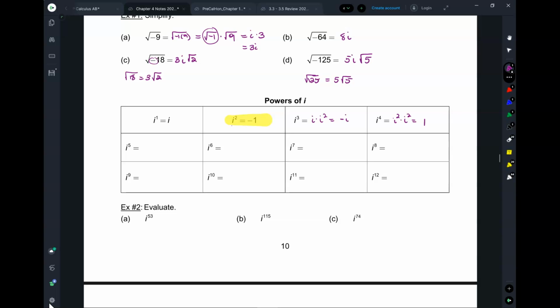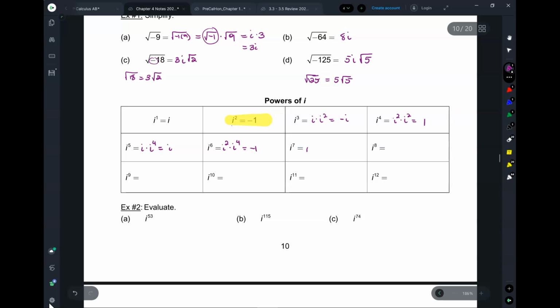Now, I to the 5th is I times I to the 4. And what was I to the 4? 1. So that's just I. Okay? I to the 6 is I squared times I to the 4. I know you can split it in different ways, but since for I to the 4 we got 1, let's just use that. So this is -1 times 1, -1.